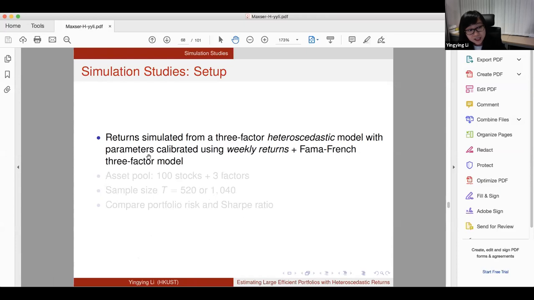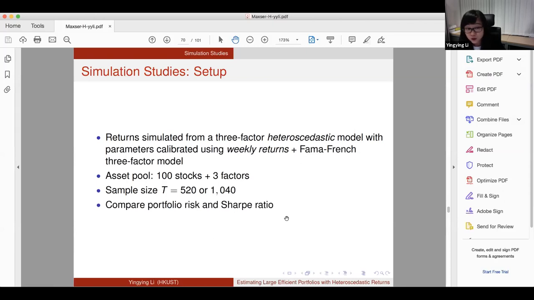So in the simulation, we simulated returns that mimic weekly returns of 100 stocks and 3 factors. And then we consider two kinds of sample sizes. One is T equals 520, which represents 10 years of weekly returns. And then another is T equals 1040, which represents 20 years of weekly returns. And we compare the portfolio risks and Sharpe ratios.